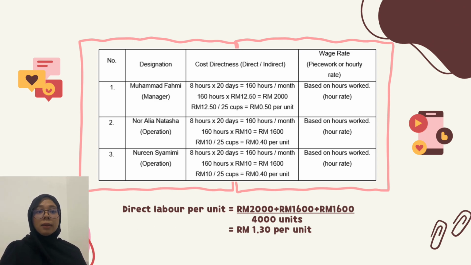So for the direct labor per unit, we will have to sum up all the labor wages, which is 2,000 ringgit plus 1,600 ringgit plus 1,600 ringgit, and divide by 4,000 units, which is the target units of sales for October. And then we will have 1 ringgit and 30 cents per unit for the direct labor.